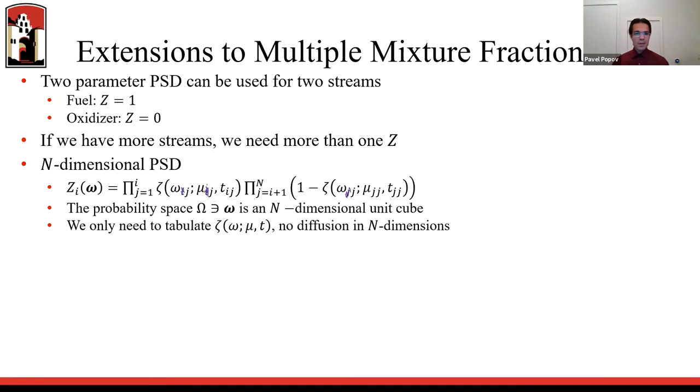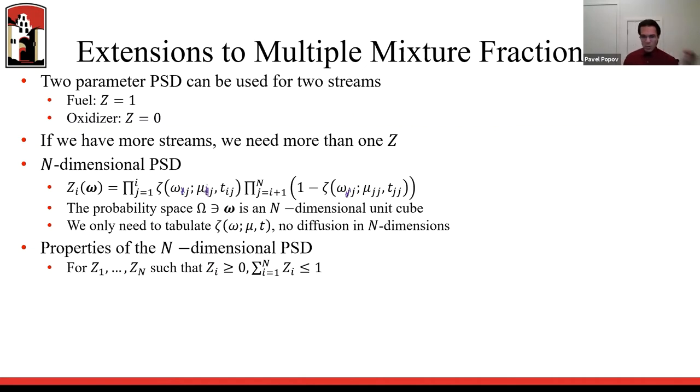So that means that we only need to tabulate zeta as defined for the single mixture fraction solution. And in particular, we do not need to solve for diffusion in n dimensions. Okay, and some properties of the n-dimensional probability space diffusion distribution.